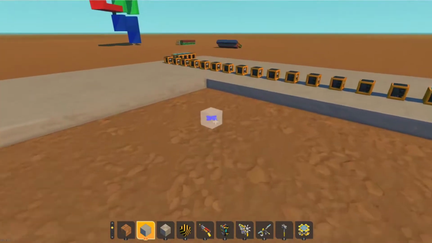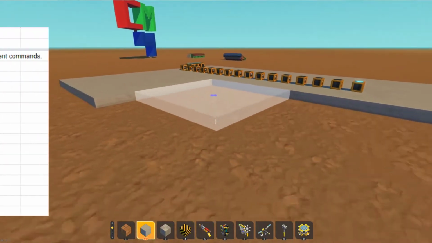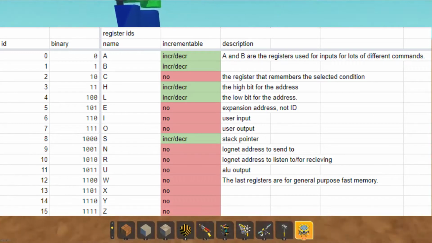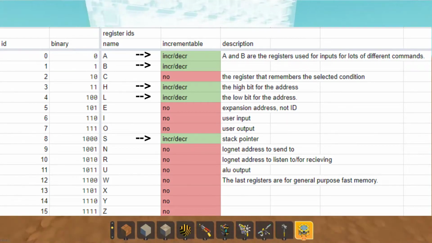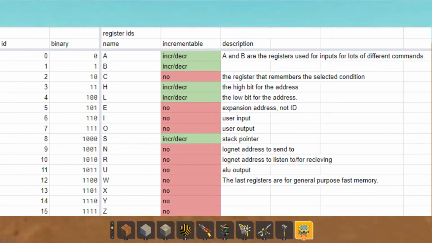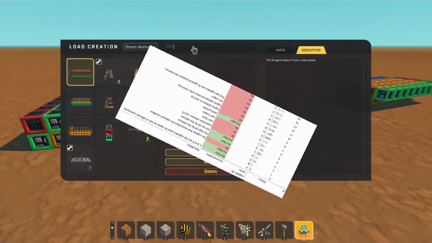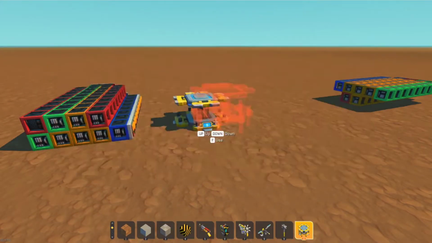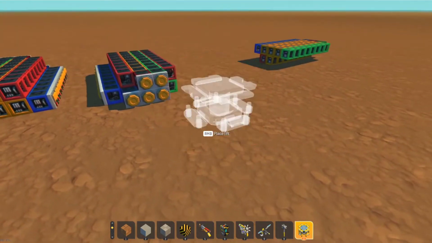So that also means that it's spreadsheet time. And that we need to get our spreadsheet again and to quickly look at what things should be incrementing and what shouldn't. And I think I'm just going to quickly start by just having the incrementing ones, right? So SMC3 register with the incrementing functionality.